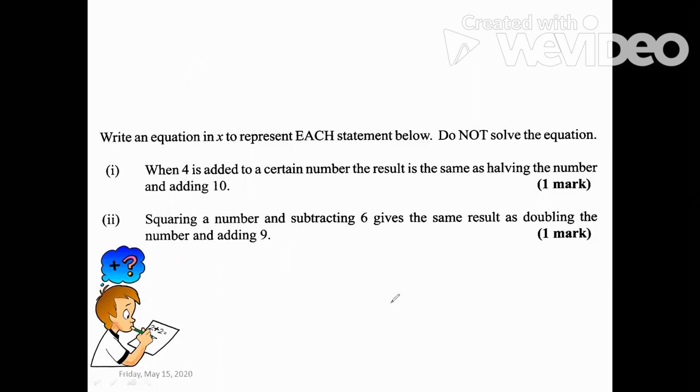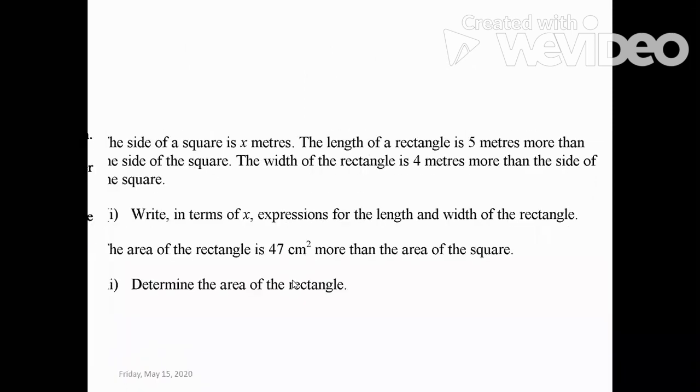All right, guys. So our last question. I think it's our last question. Okay, yes, our last question. All right, so it says the side of a square is x meters. The length of a rectangle is 5 meters more than the side of a square. And the width of the rectangle is 4 meters more than the side of the square.